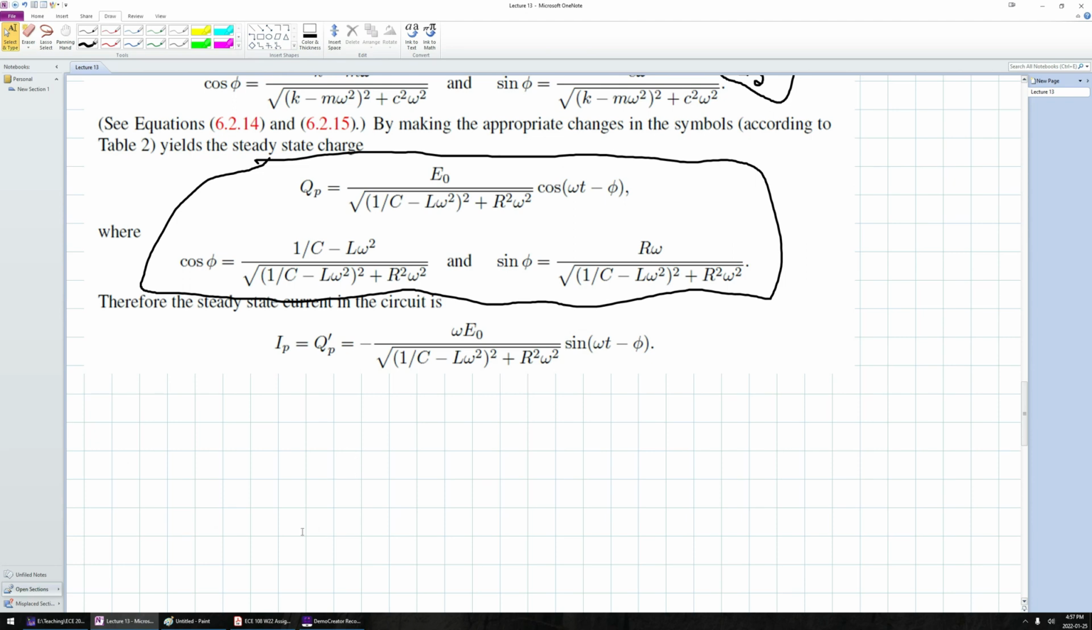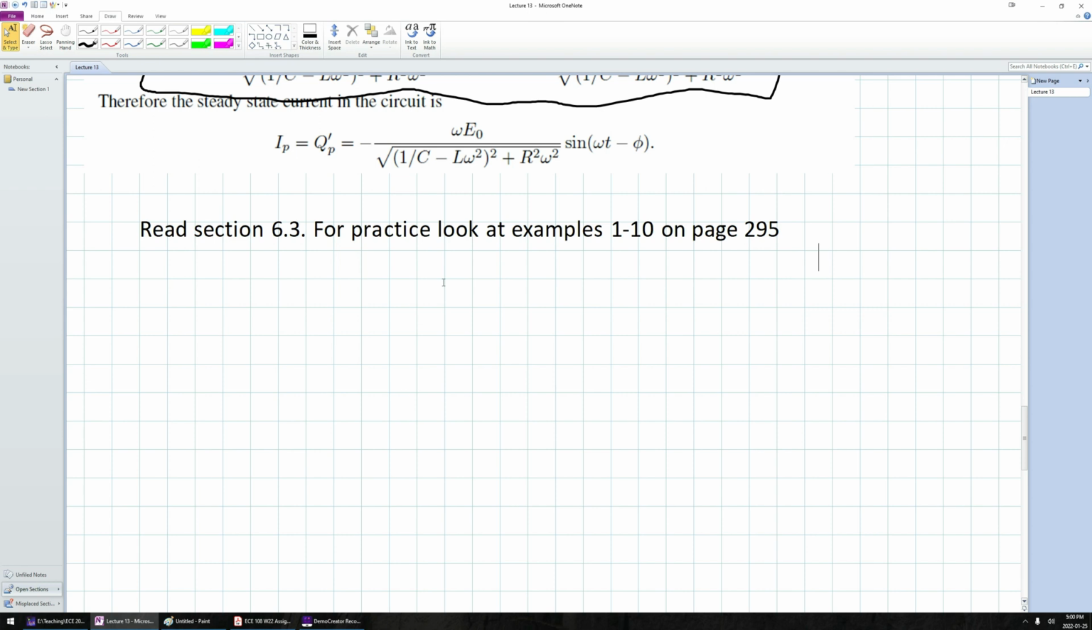Okay, so let's end this lecture by giving you some assigned reading and some sample practice problems, and of course your meme. Okay, so I want you to read section 6.3, and for practice, I want you to look at examples 1 through 10 on page 295. These are just solving particular circuits, and I'll probably either give you a circuit or a spring problem on the next homework. I'm leaning towards circuit, but both types of applications are pretty straightforward. It's just figuring out what numbers go where and then plugging it in.